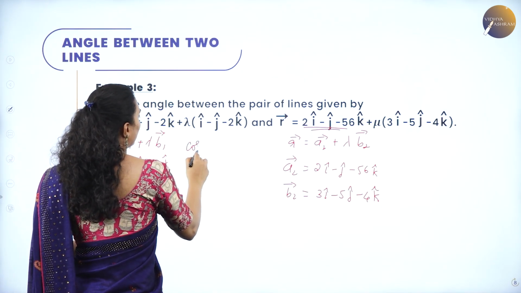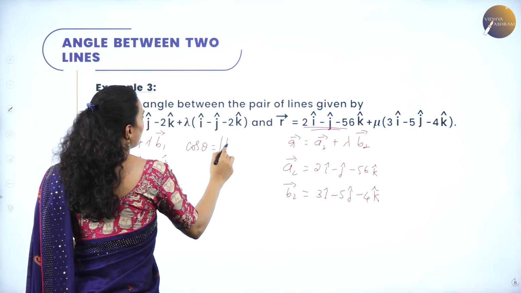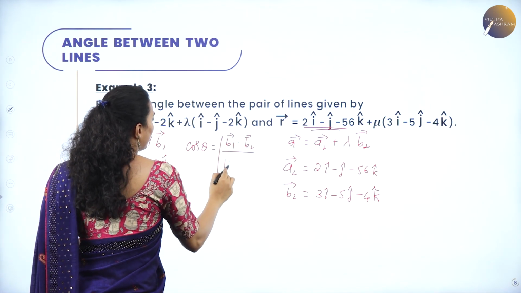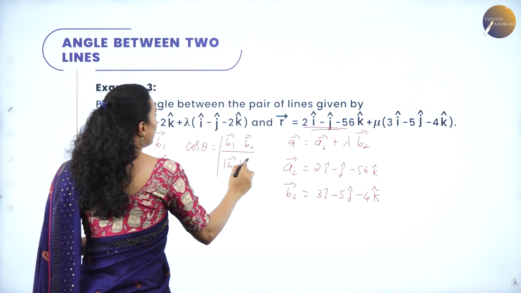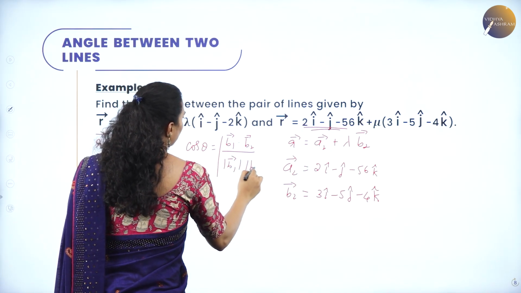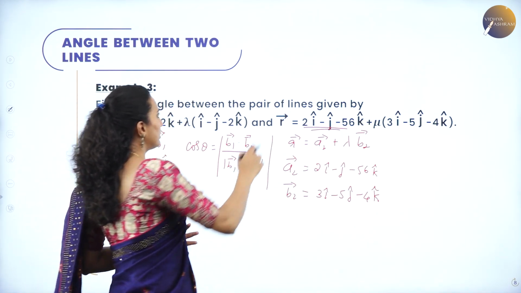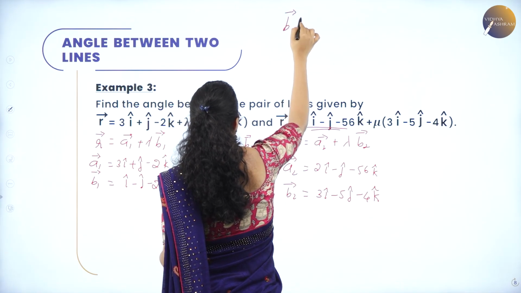The formula is given by cos theta is equal to the modulus of b1 dot b2 vector divided by the magnitude of b1 vector into the magnitude of b2 vector. Now here, let me first find out what b1 dot b2 is.